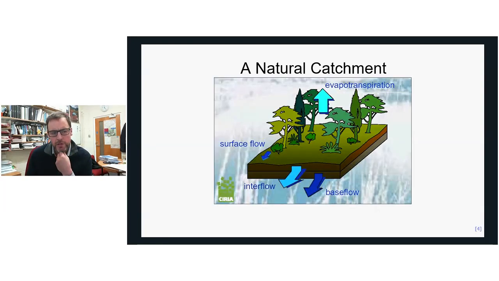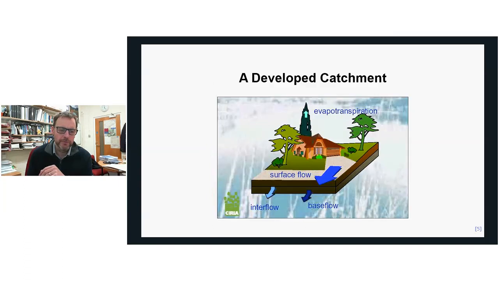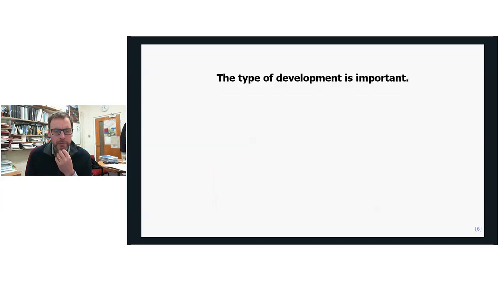Okay, so in a natural catchment there's not only infiltration but there's uptake by plants, and the catchment surface is rougher, so all these things mean that the volume and rate of runoff is reduced when compared to a developed catchment. So the type of development is important.